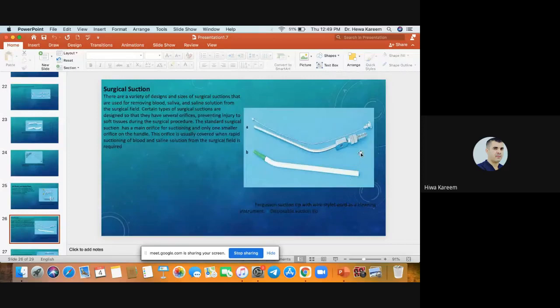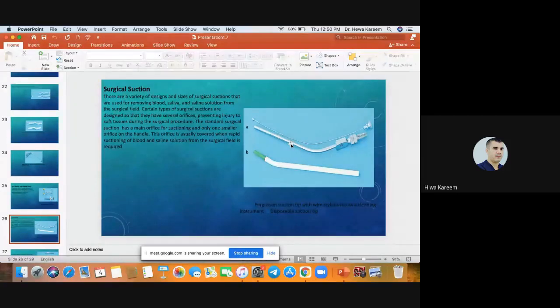And surgical suction. This is surgical suction. We have metal and plastic. Plastic is disposable, one time use, and metal must be sterilized. There are a variety of designs and sizes of surgical suction. They are used for removing blood, saliva, and saline solution from the surgical field.